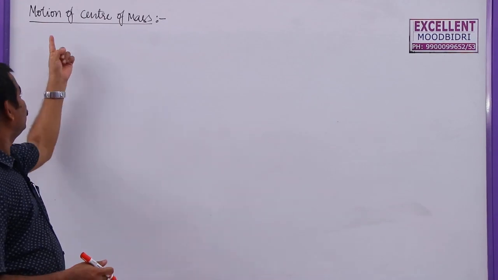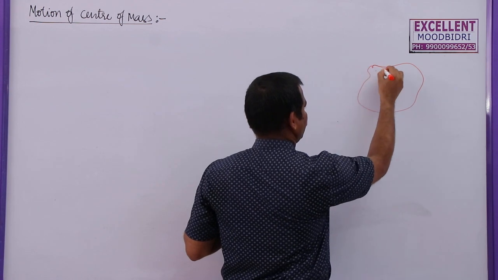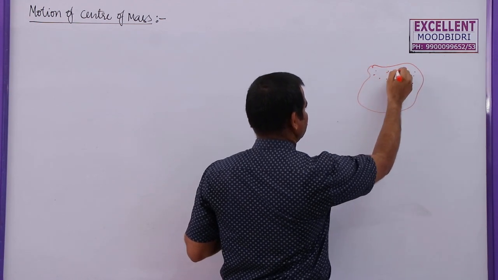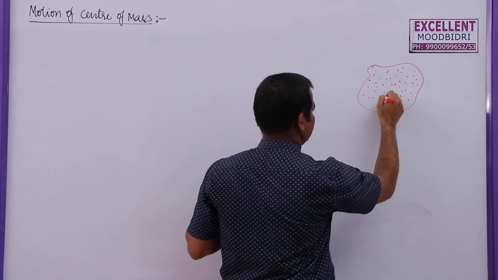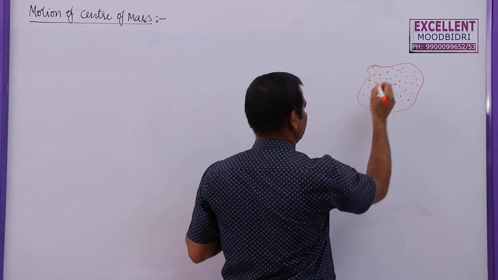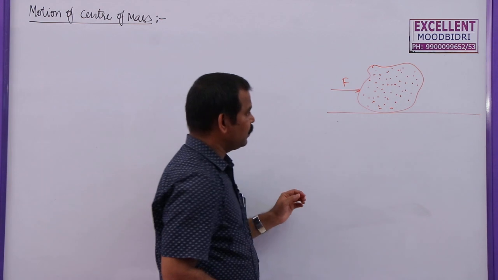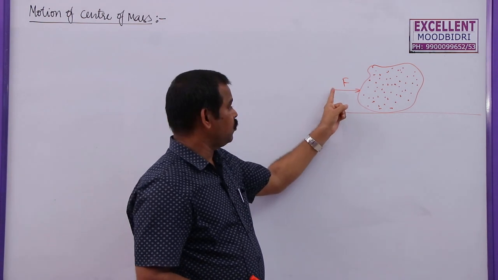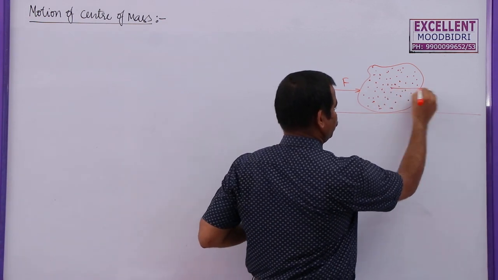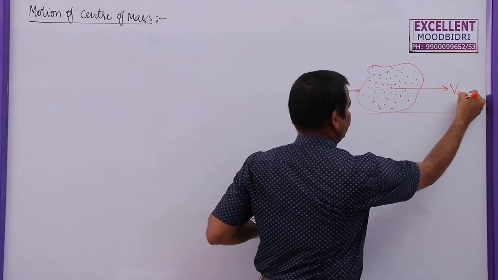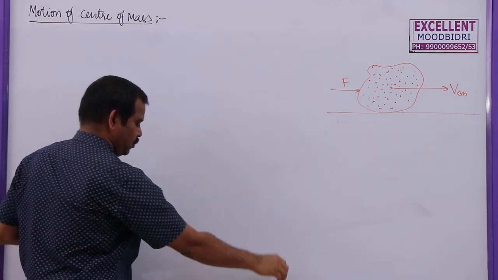Next topic, motion of center of mass. So this is a body with different particles. When a force acts on this one, let us say the body is moving along a straight line. It is possible only if the force is acting at the center of mass of this body. So the motion of this body is described by the velocity of the center of mass. Now, first of all, what is the center of mass of this body?